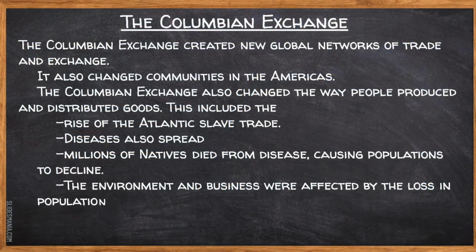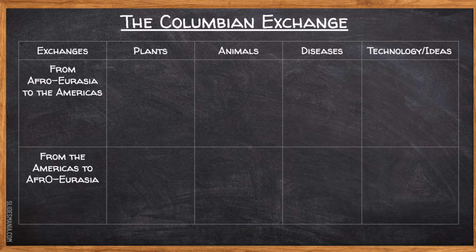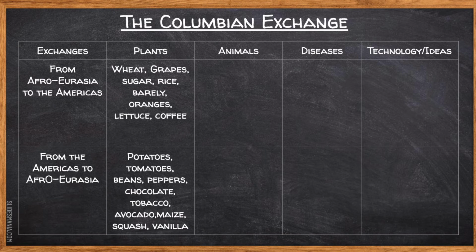We're also going to see the way goods are produced and distributed change. We're going to see the rise of the transatlantic slave trade. We're going to see natural diseases spread more quickly. So let's take a look at what was exchanged. So from Eurasia to the Americas, plants included wheat, grapes, sugar, rice, barley, oranges, lettuce, and coffee. And that's remarkable because 2 of those things, coffee and sugar, have highly addictive properties, and that's going to change the way global markets are developed.